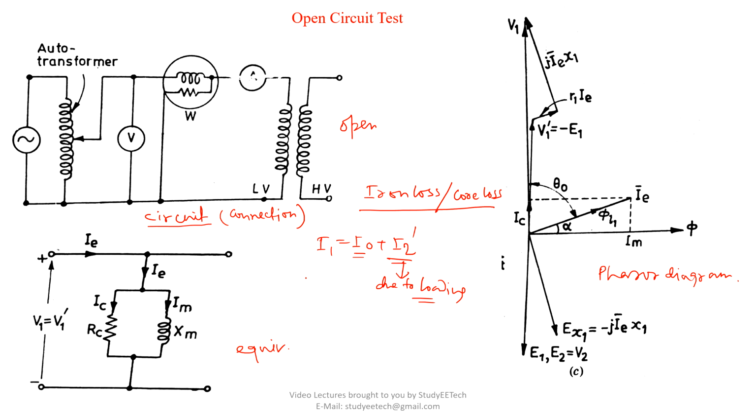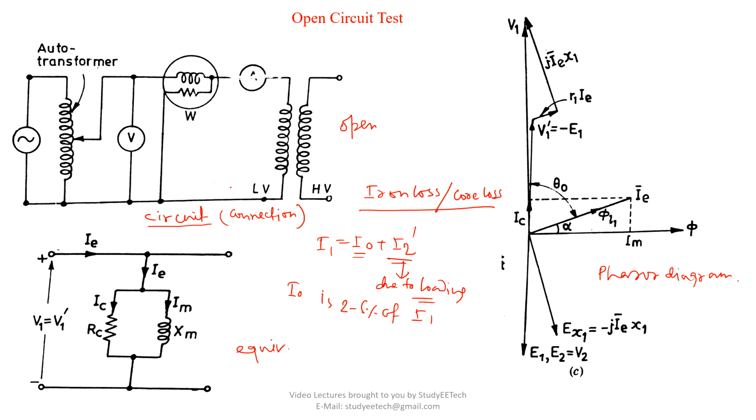Remember at this point that this I0 is very small. I0 is around 2 to 6% of the full load I1. Can you assume how much less it is? So we will keep this side open, but we have chosen to connect the meters on the low voltage side.